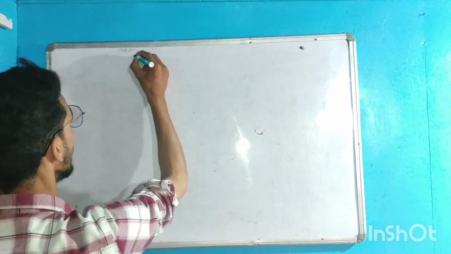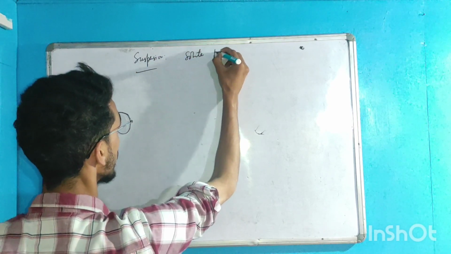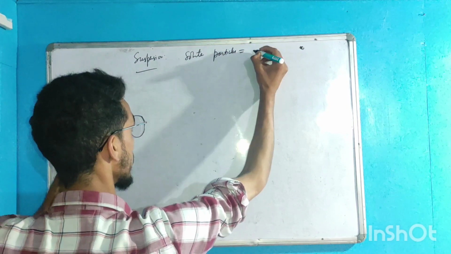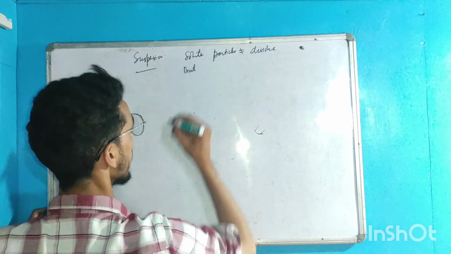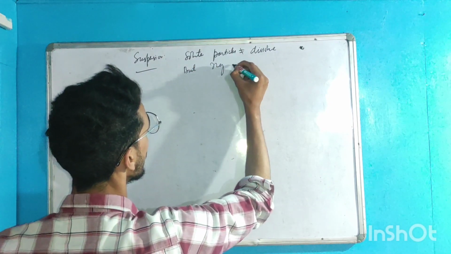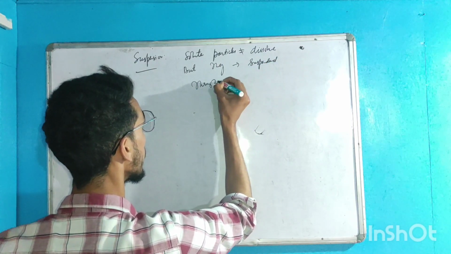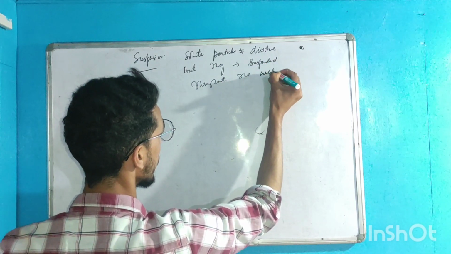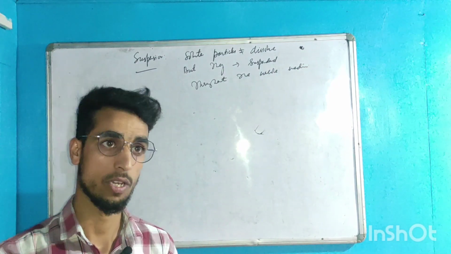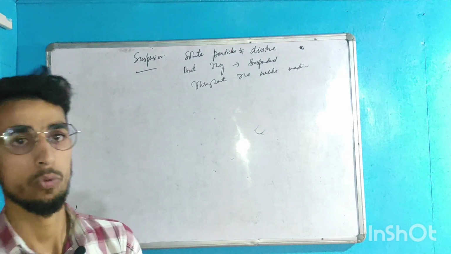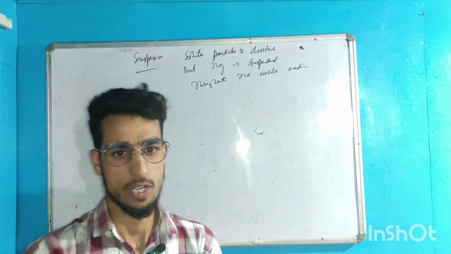So in a suspension, solute particles will not dissolve, but they will be suspended throughout the whole or entire medium. They will not settle at the bottom either. They remain suspended in the medium. Now there is an example.